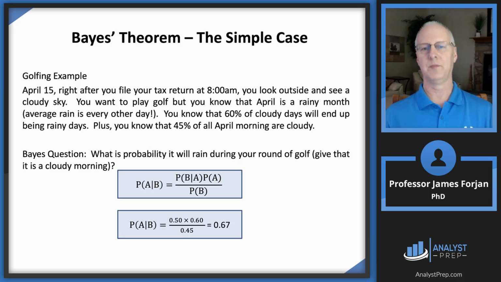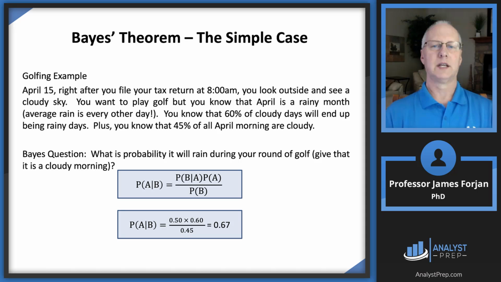Now this is the simplest case, and so let's take a look at an example here. You guys know I like to give sports analogies and sports examples. Given the fact that I still have not started my tax return in the however many days it is before April 15th. Let's suppose it's April 15th. You file your tax return at 8 o'clock and you're rewarding yourself by going out to play golf. And so you look outside and you see a cloudy sky. You want to play golf today, but you know that April is a rainy month wherever you live. And so let's just suppose that on average, it rains every other day in April.